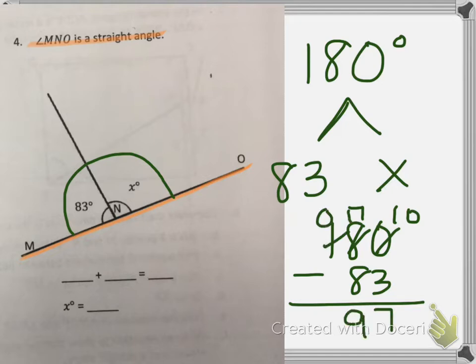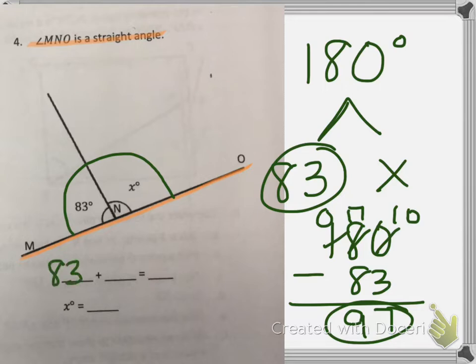You don't have to watch me subtract. You can pause and do the subtraction on your own. And I can see that my other part is 97. So part is 83 and part is 97. So 83 plus 97 equals my 180. What's my missing part? 97 degrees.